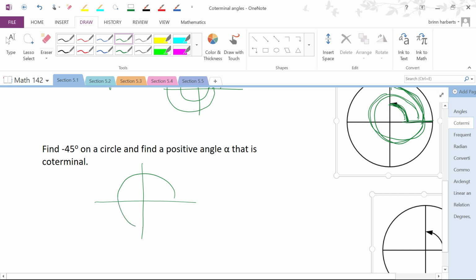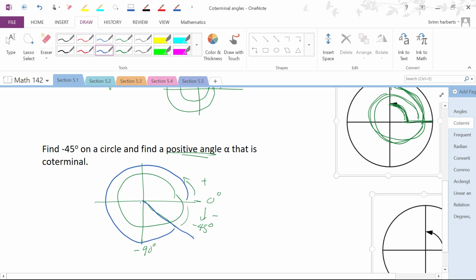So if this is a unit circle right here, we said before that this direction is positive rotation, so I'm going to call that direction negative rotation. Negative 45 degrees is, let's see, here's 0 degrees. This is negative 90 degrees, that's 1/4 of a circle, so half of that must be right around there. That's negative 45 degrees. Spinning clockwise is negative. I want to find the angle that's positive but coterminal. So I want to go this direction and end up on the same spot.